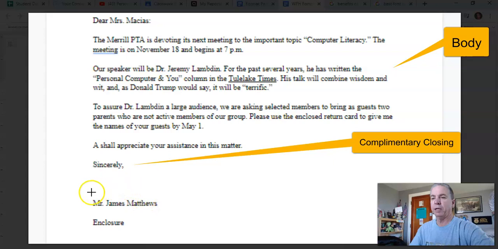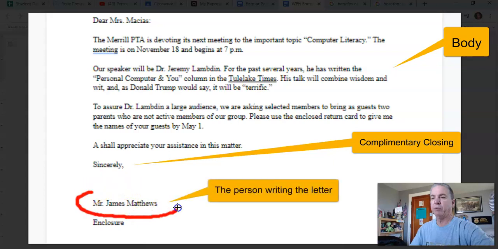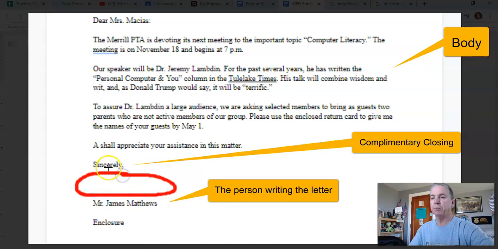And then we have the typed name of the person writing the letter. And then these 4 spaces here are used where you would actually sign the letter. Right in the middle between sincerely, the complimentary closing, and the typed name of the person typing the letter or composing the letter, who it's from.